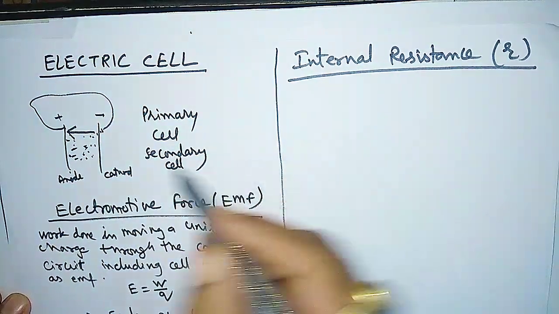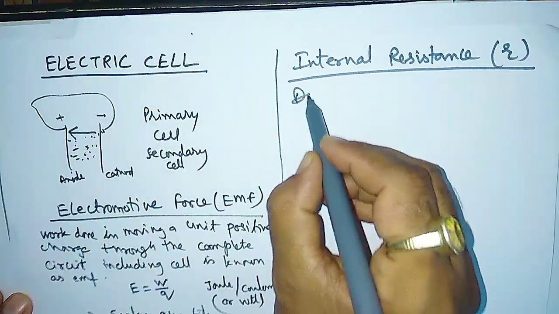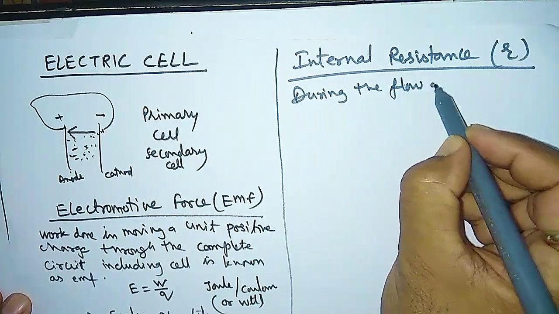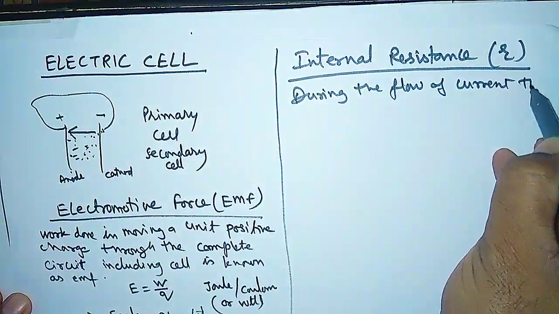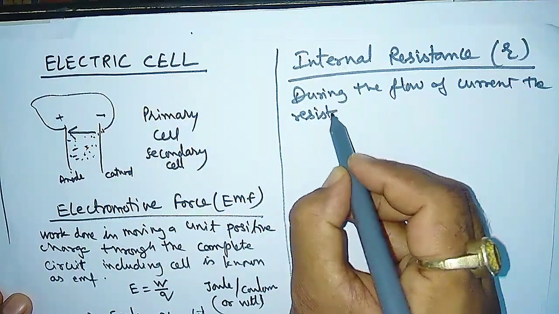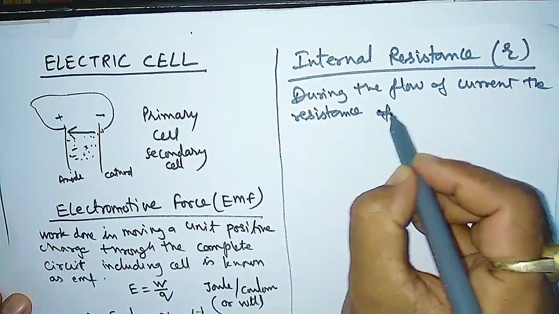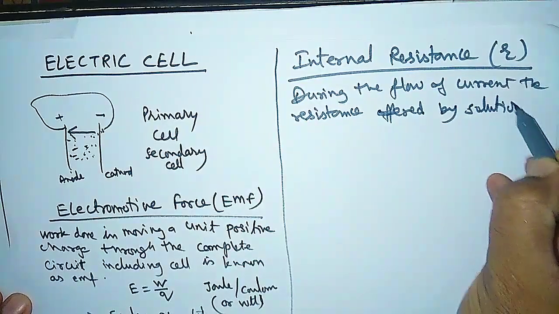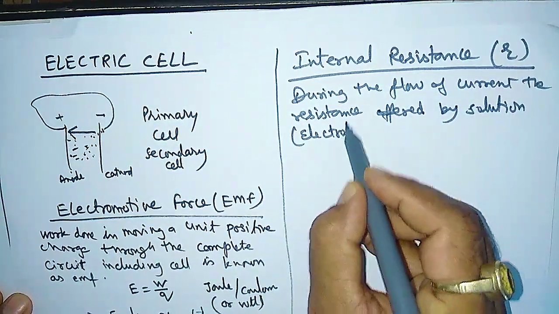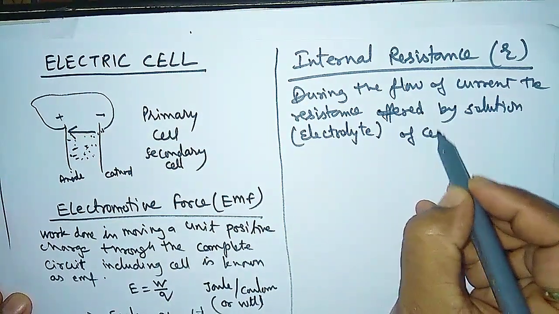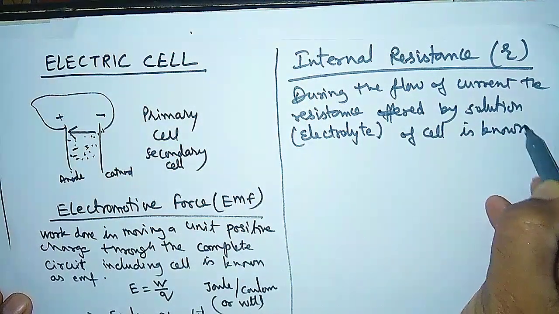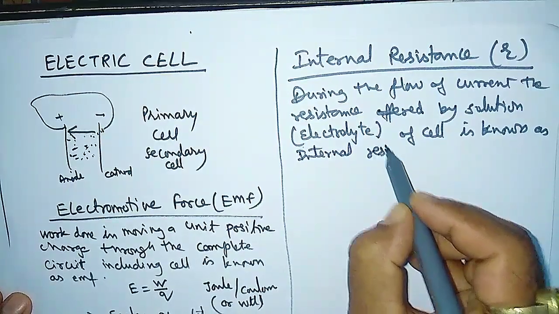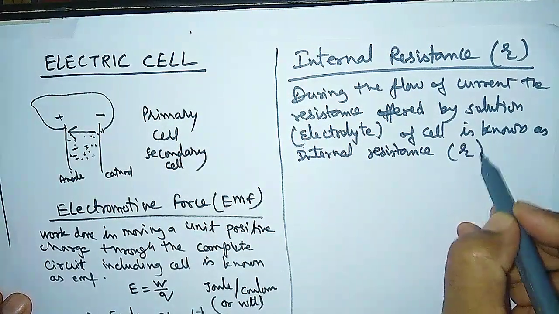So we can say, by definition, during the flow of current, the resistance offered by the solution, solution means the electrolyte, of the cell is known as internal resistance. Internal resistance is small r.